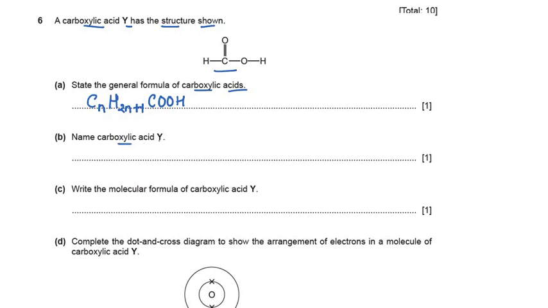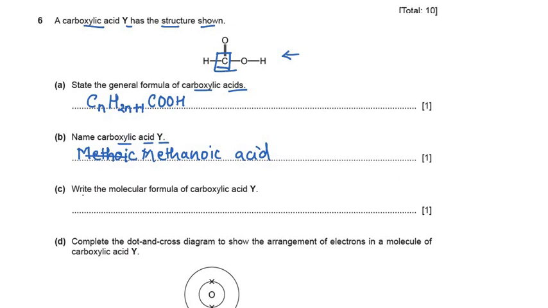Name the carboxylic acid Y, which is shown here. Now in the carboxylic acid Y, we can see that there is only one carbon atom present, and any compound carrying one carbon atom is meth. And if it is a carboxylic acid, it should end with oic acid. So methanoic acid. Let me rewrite it here as methanoic acid. Methanoic acid is the name of the carboxylic acid Y because it carries just one carbon atom.